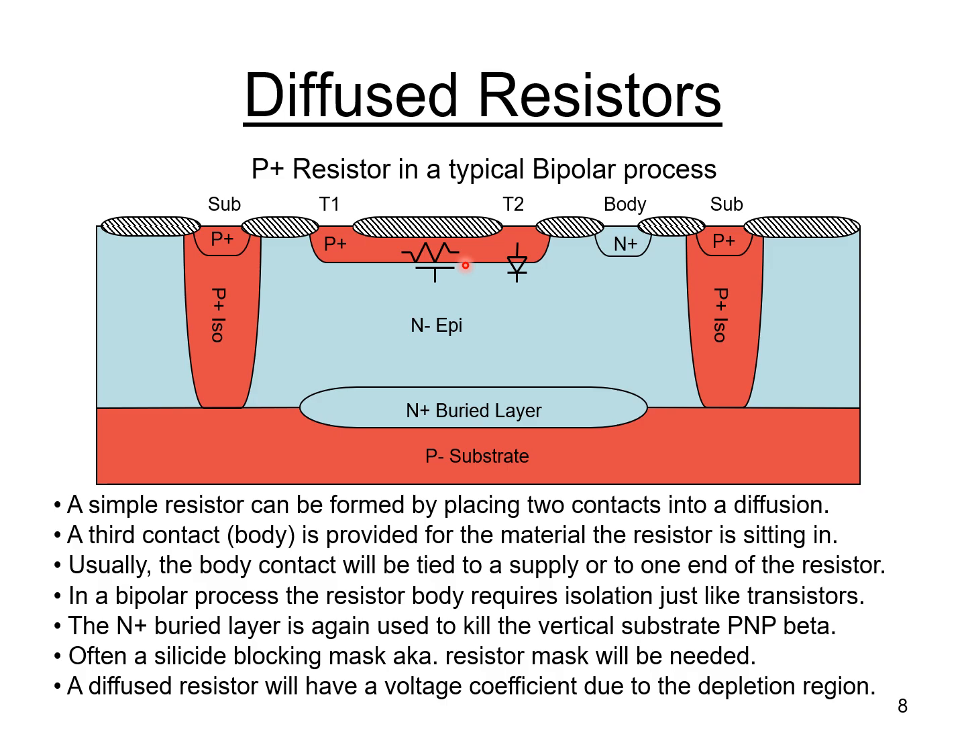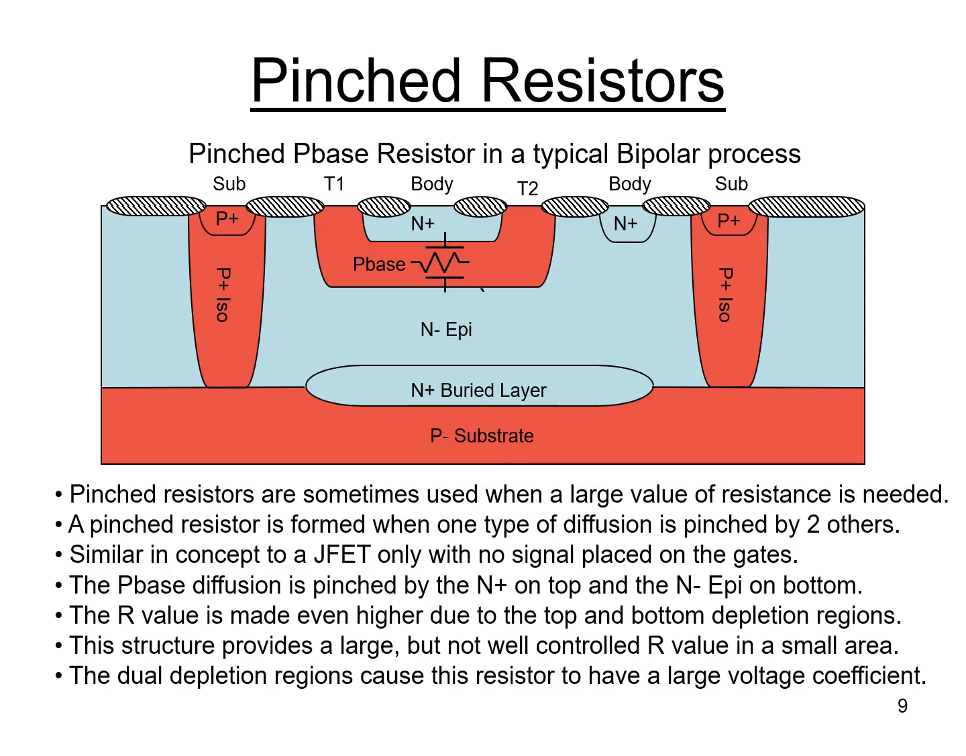If this was an N minus resistor or a P minus resistor, you'd probably see more of a volt co because it's a lower doped material. Now I'd like to talk about pinched resistors, and the picture here shows a pinched P-base resistor in a typical bipolar process.